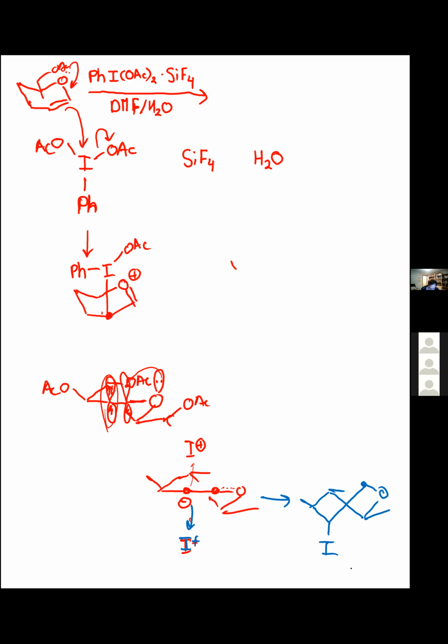So we're in like a full twist boat here. Like a formal twist boat. This is a very high energy conformation. This is actually the highest energy conformation that a six-membered ring can take.